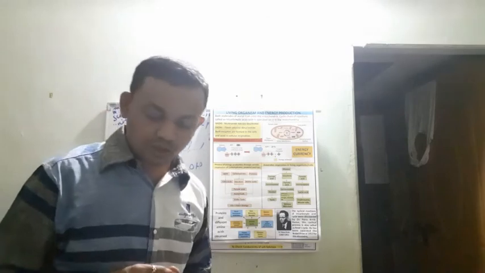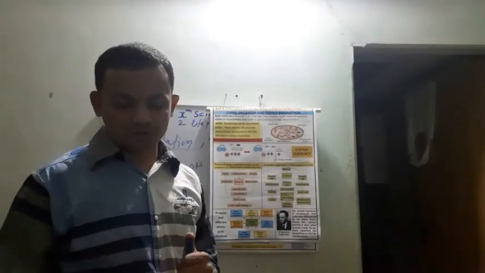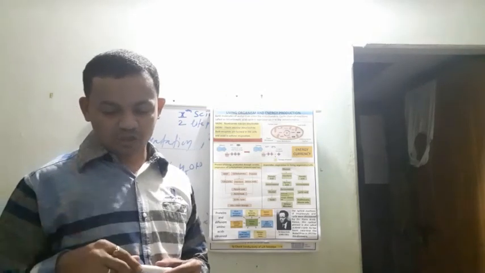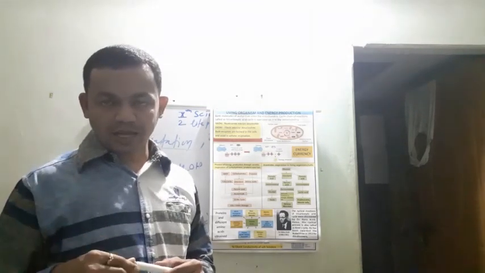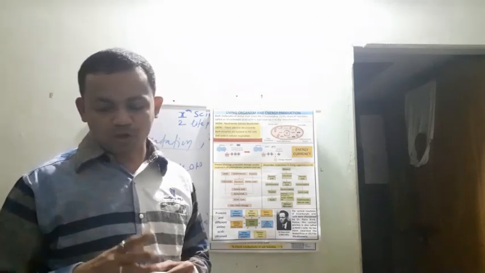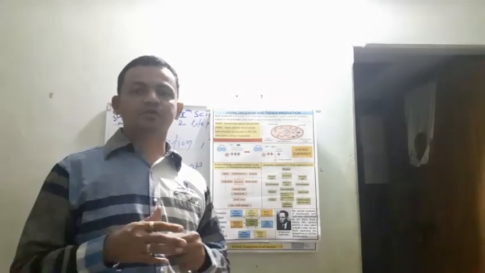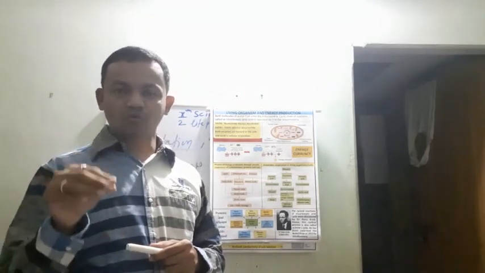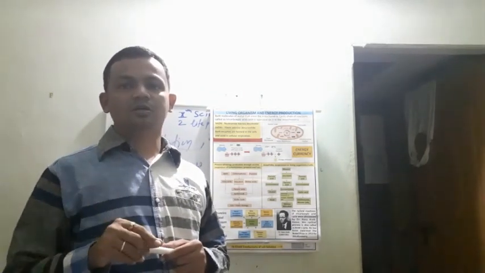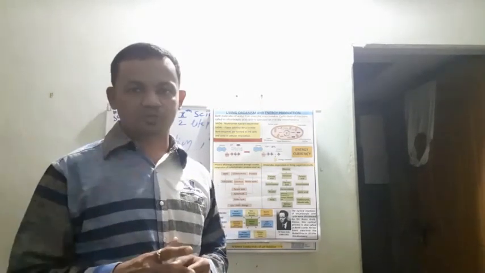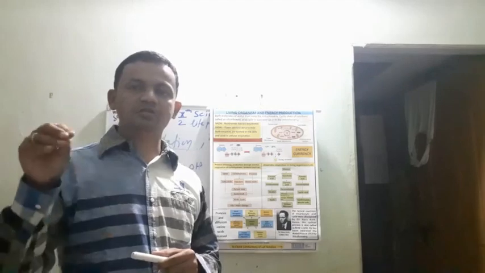In aerobic respiration 38 molecules of ATP are formed, while in anaerobic respiration 2 molecules of ATP are formed. So these are the different points that you have to write in the differentiation between aerobic and anaerobic respiration. So you have to write these points.